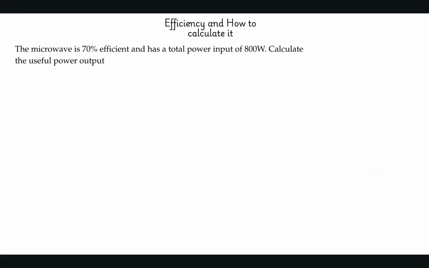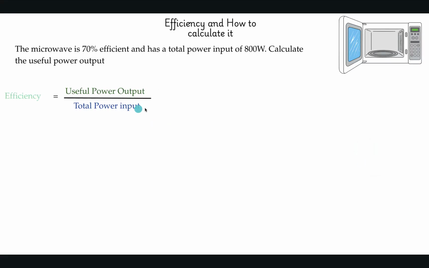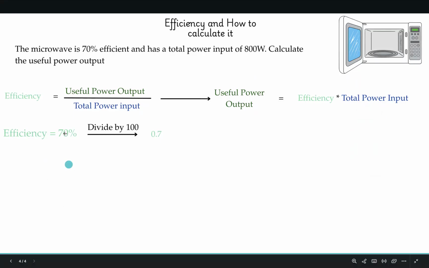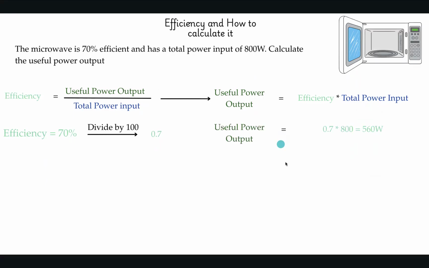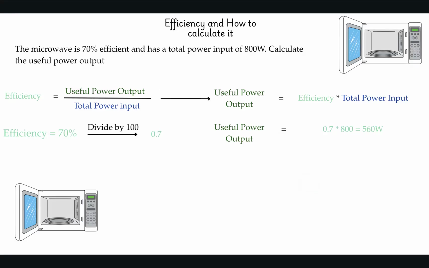Now, let's have a go at this example. So a microwave is 70% efficient and has a total power output of 800 watts. Calculate the useful power output. So the useful power output over the total power output is the efficiency. So if we want the useful power output, we need to do efficiency times total power input. So let's put 70% as a decimal, so divide it by 100. That is 0.7. And then we're going to do 0.7 times 800, which gives us 560 watts.